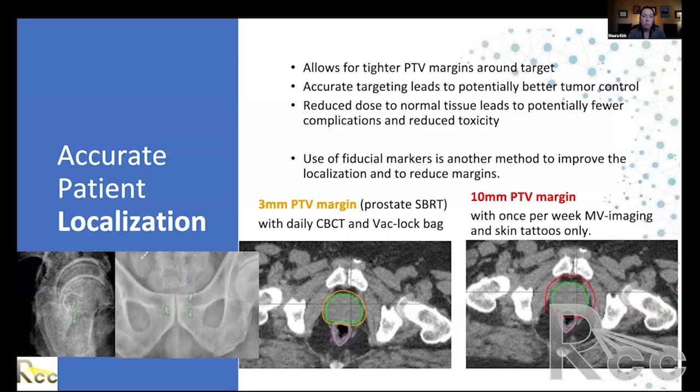And then also when you're reducing your margin size, you can reduce toxicity and have potentially fewer complications for your patient. And then one method I wanted to mention is that the use of fiducial markers can help you to reduce margins and really make sure you're localizing your target.